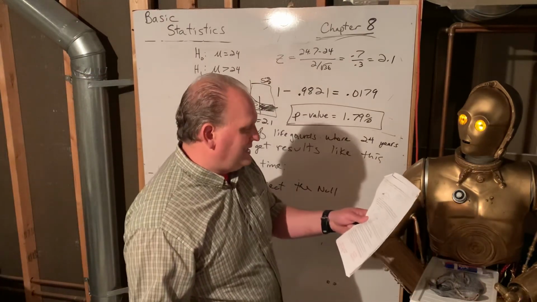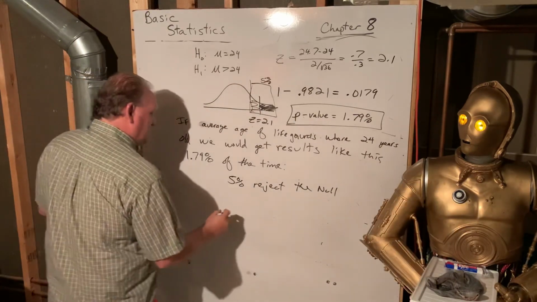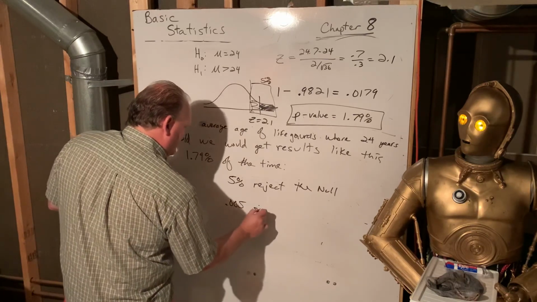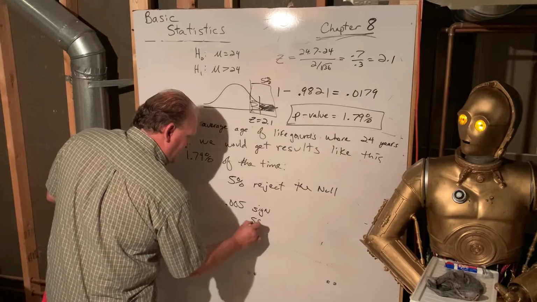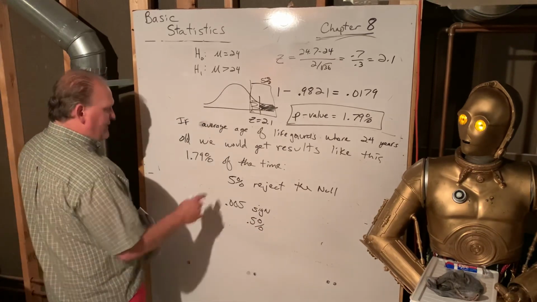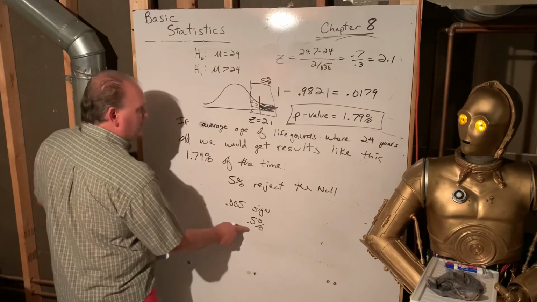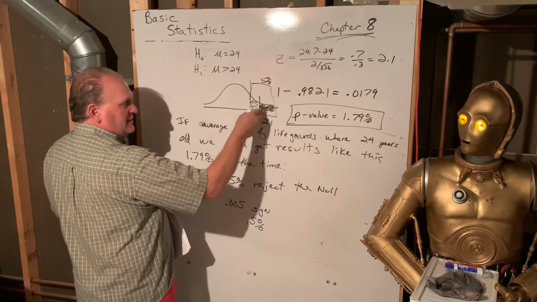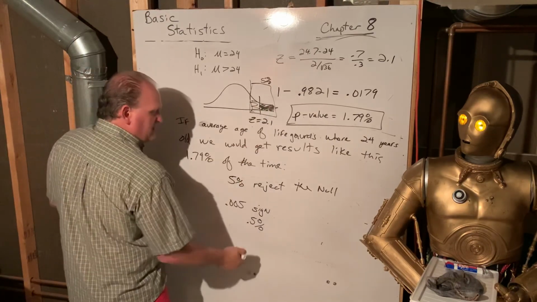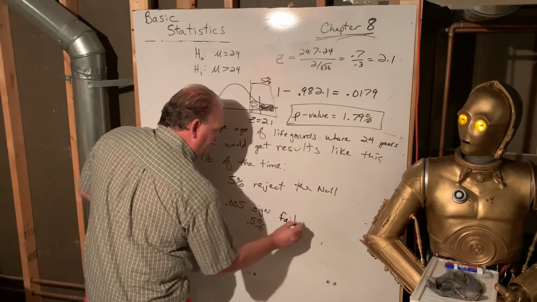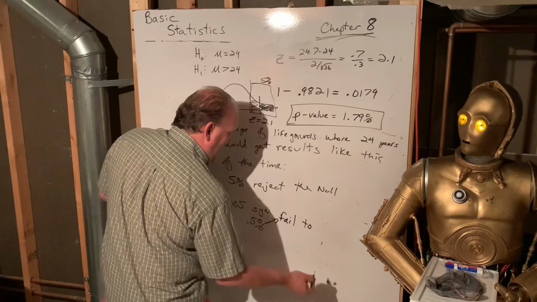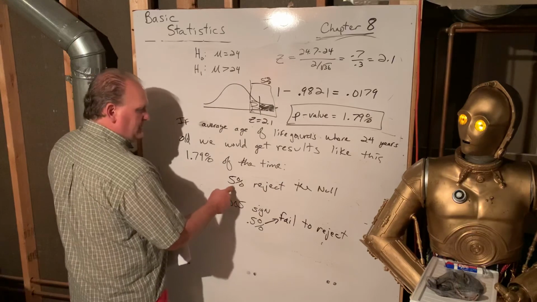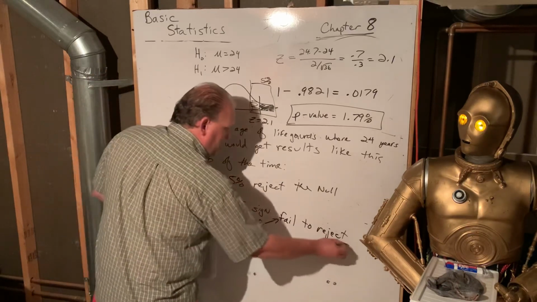If they made it the 0.005 significance level, so what is that, 0.5%? Then we would fail to reject. This is 1.79%, this is 0.5%. So that would just be this little area would all of a sudden become the shaded area, and then the 2% wouldn't be in the shaded area. So this would be fail to reject at the 0.5% level. At the 5% level, we would reject. At the 0.5% level, we would fail to reject.